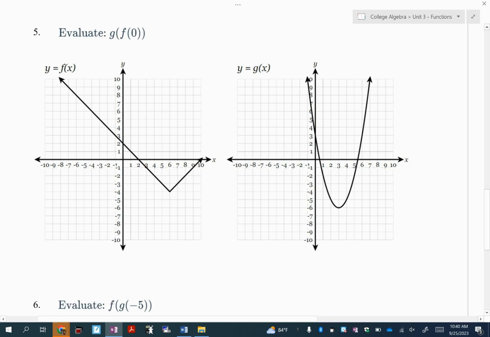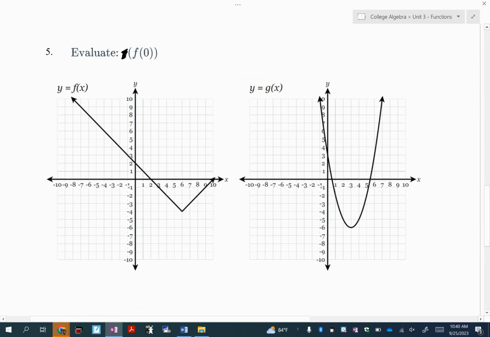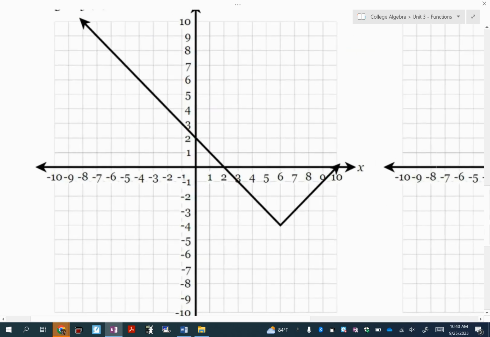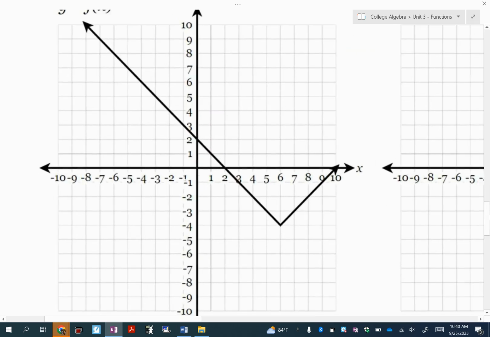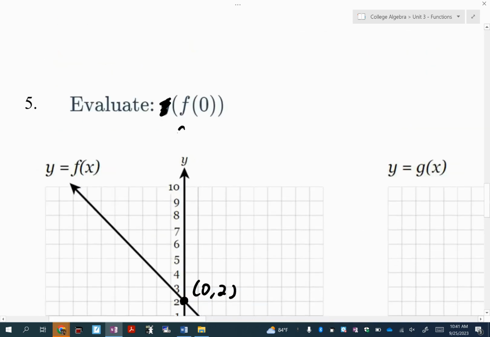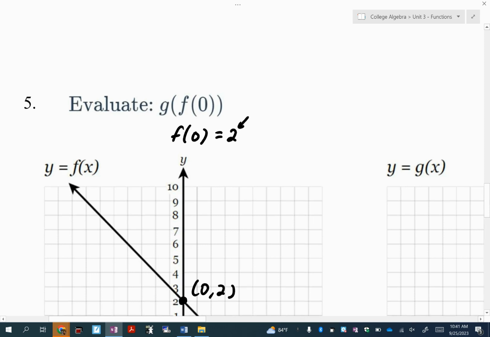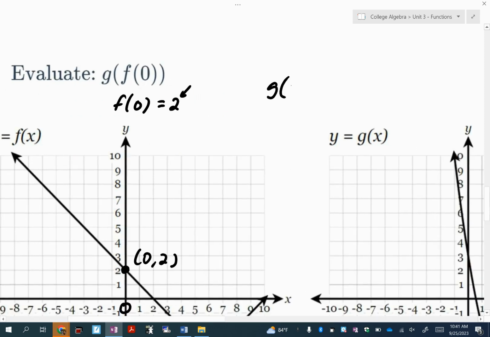So again, what I do is I ignore the first letter, and I'm trying to find f of 0. So I go to my f of x function, right? F of 0, here is 0. Here's my point, which is 0, 2. So I'm going to write down that f of 0 equals 2. But that's not what it asks for. It asks for g of f of 0. Well, if f of 0 is the same as 2, then to find what this is, I do g of 2, because that is the same as f of 0.